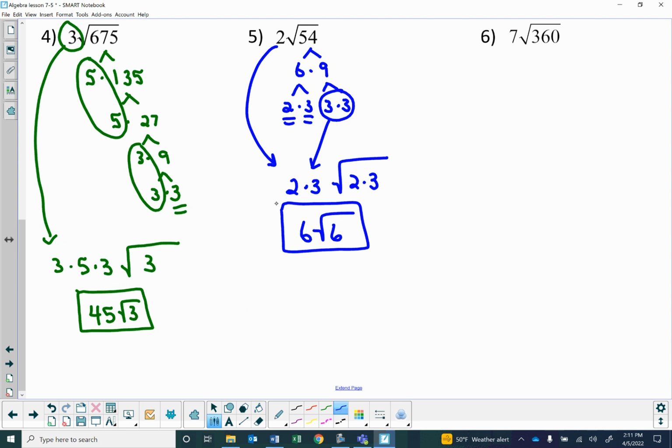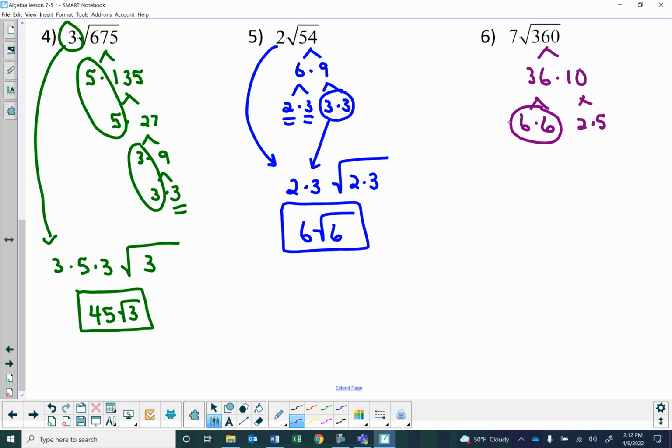Number 6, 7 square roots of 360. All right. Well, 360 for me is 36 times 10. 36 is 6 times 6. I am not going to break that down to 2 times 3 times 2 times 3 because it's 2 pairs. 2 numbers that pair up, so I don't need to. Okay, and 10 is 2 times 5.